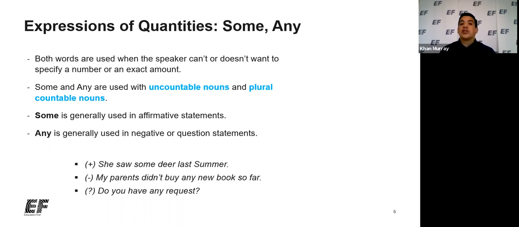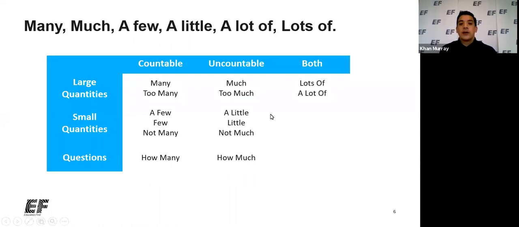And finally, in a question, we usually use any as well. Do you have any requests? It is okay to say do you have some requests, but generally speaking, in a question form, we will use the word any. Now, with these ones, we can expand this a little bit further to look at this table with other words such as many, much, a few, a little, a lot of, and lots of. So I've made this table. If you want to take a photo of it, please go ahead and do that.